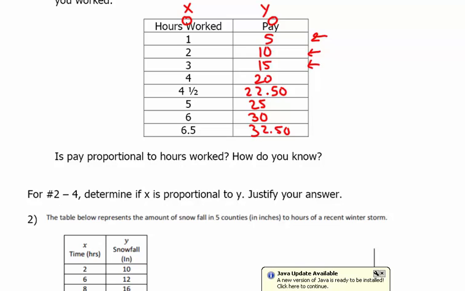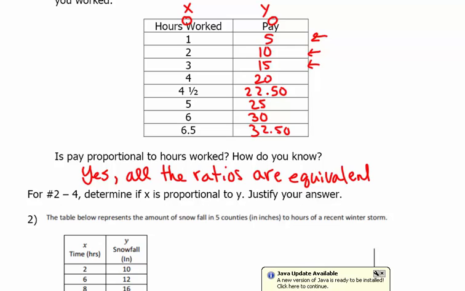So that means this is proportional. So yes, it's proportional. All the ratios are equivalent. So that's how we determine if something is proportional to something else.